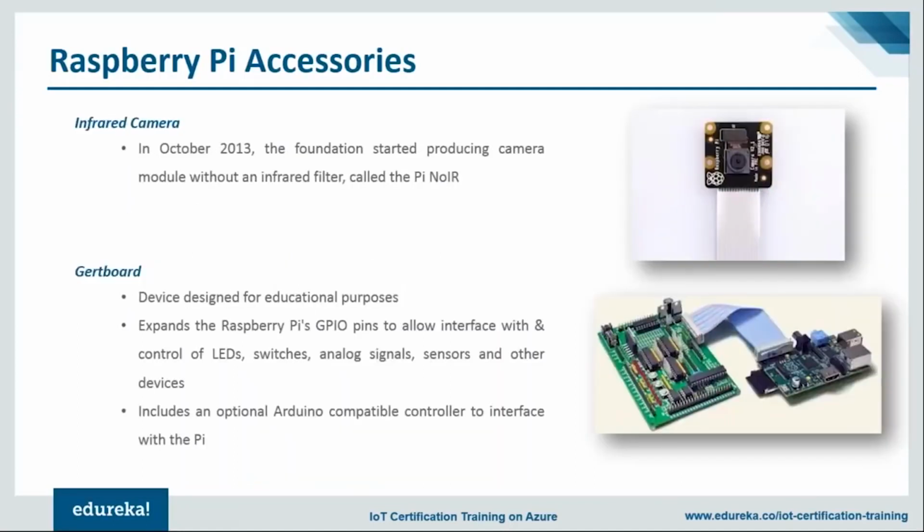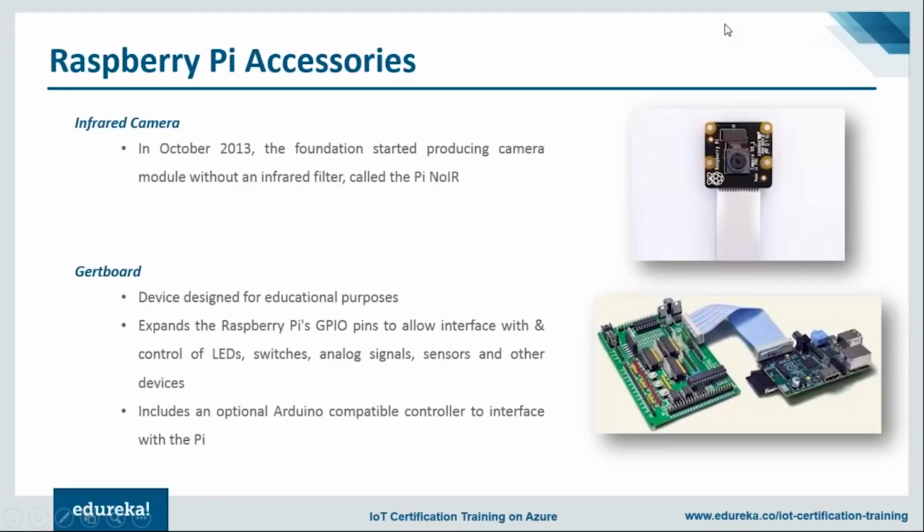Moving forward, let's also look at the infrared camera. This is a very interesting thing. This helps you capture video in infrared mode and is called Pi NoIR. Again, these components can be bought online and are among the most easily buyable.